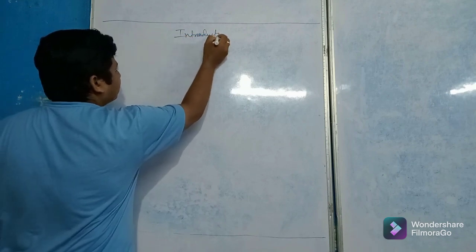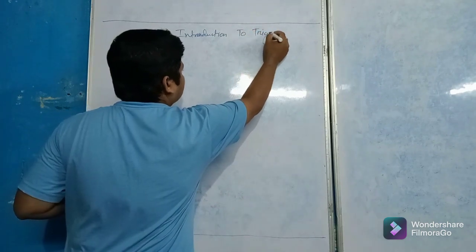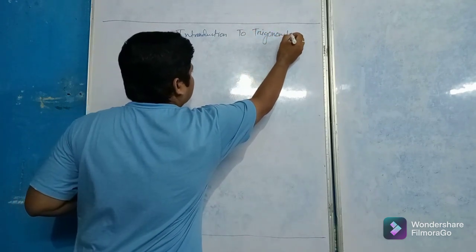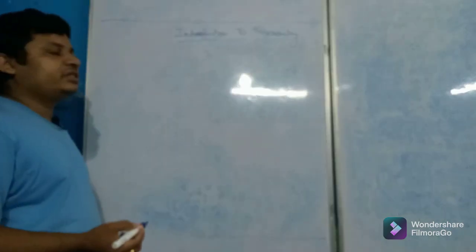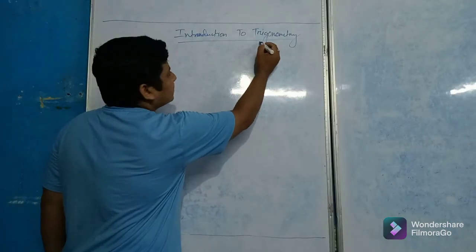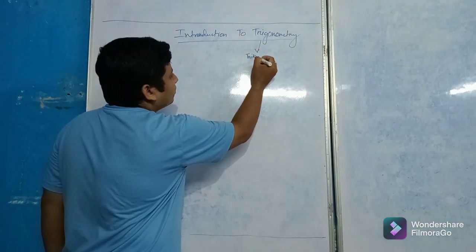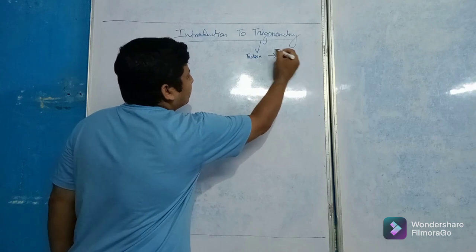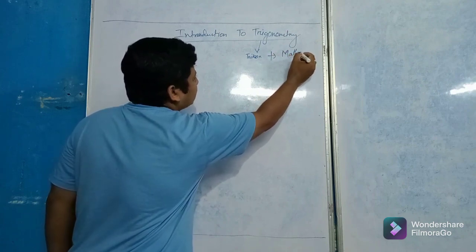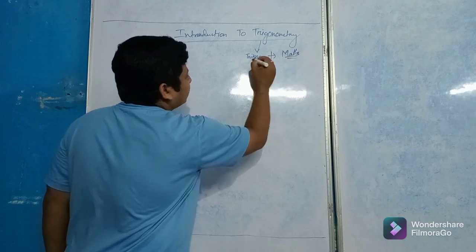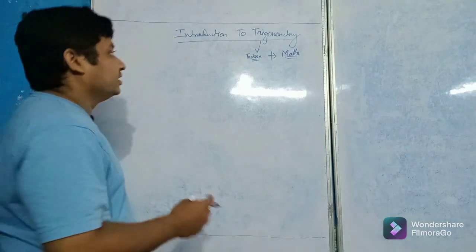Introduction to trigonometry. So what happens here? Trigonometry. Trigono means trikon, metric means maths. So mathematics of triangle is trigonometry.